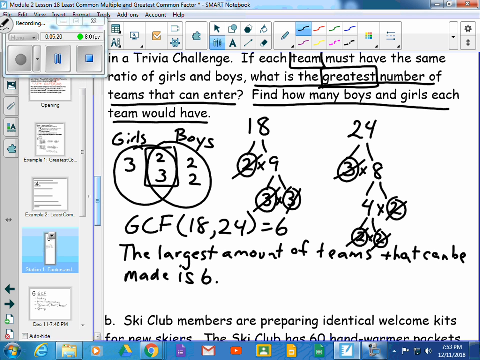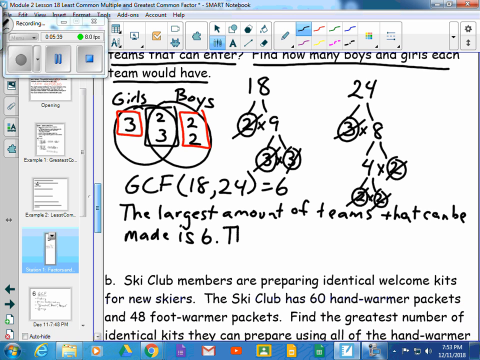Now we also have to find how many boys and girls each team would have. So that's where we look at the parts of the circle that are not shared. Notice there's a 3 for just the girls, and there's two 2s for the boys. We could use that to figure out how many of each are on the team. That tells us there's going to be 3 girls. And if we multiply the 2 and the 2 for the boys, we get 4 boys on each team.